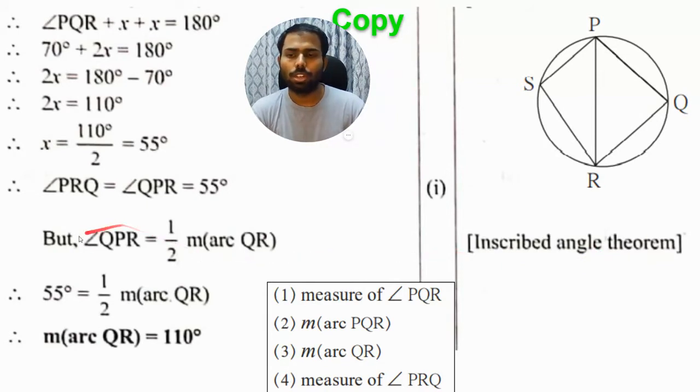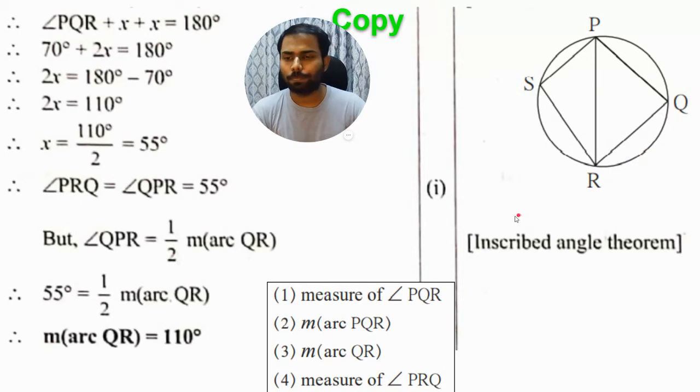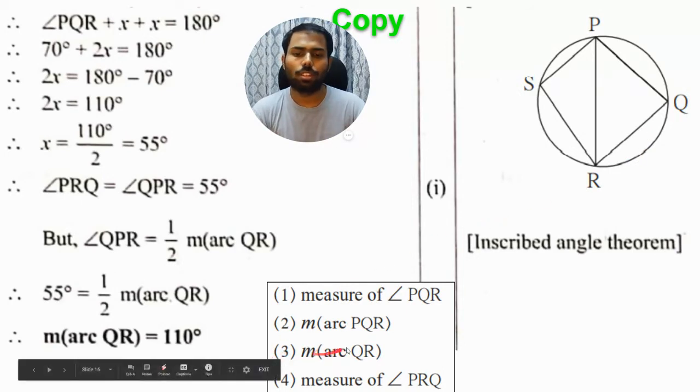Now substitute QPR, which we found as 55 degrees from equation 1, right? Then half of measure of arc QR. Now this 2, which is dividing here, will go there and multiply. So measure of arc QR will be 110. So QR is 110 degrees. Okay, so you are also done with the third part of the question. Put this in pencil box.